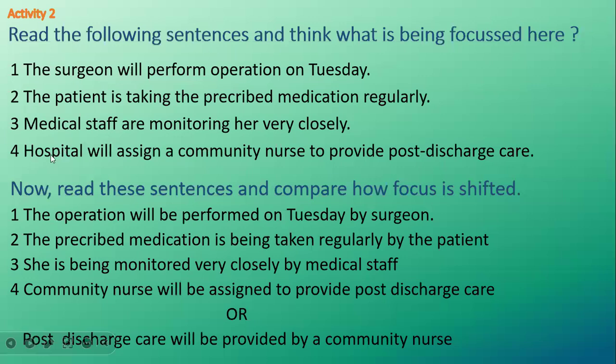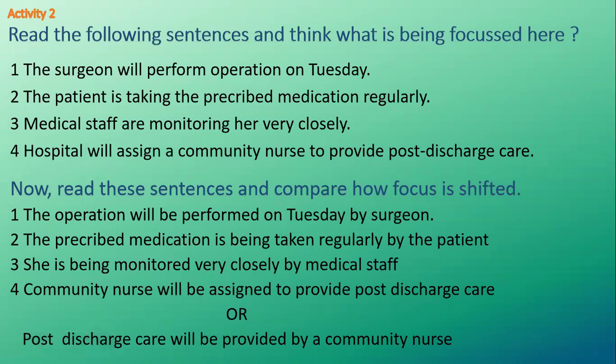So for the last one also, hospital will assign community nurse to provide post-discharge care. But instead of focusing on the hospital, I want to focus either on the community nurse or the post-discharge care part. Either on who is providing that care or on the care plan. So if I want to focus on this person here, I will say community nurse will be assigned to provide post-discharge care. But if I want to shift my reader's focus on post-discharge care part, I can say post-discharge care will be provided by community nurse.